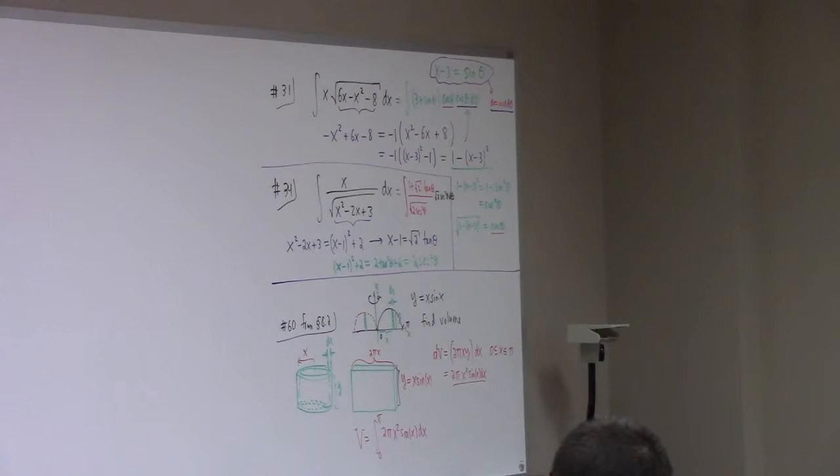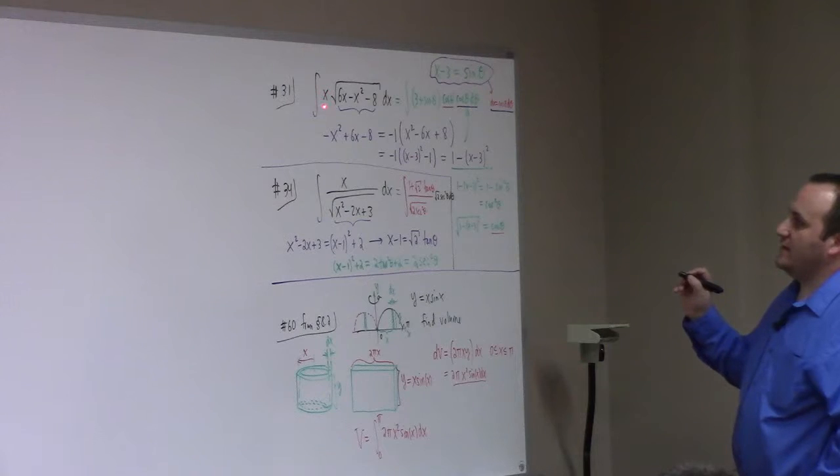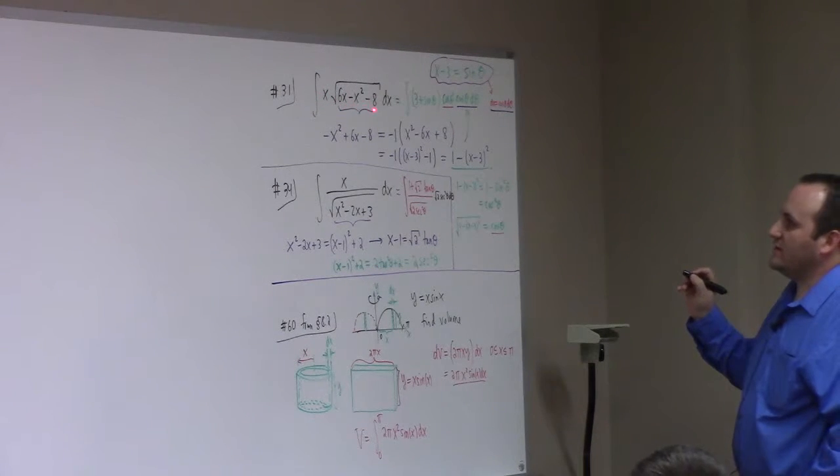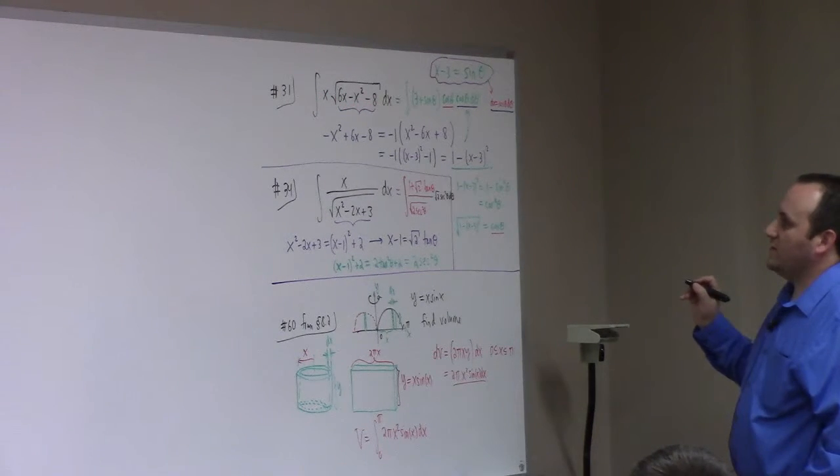These are another, I said I'd give you a couple more examples of how to set up the trig substitution. So here's number 31. It's x times the square root of 6x minus x squared minus 8. So what I'm saying here is to do this one, I want to eliminate the radical, right? So I rewrite this as minus x squared plus 6x minus 8.